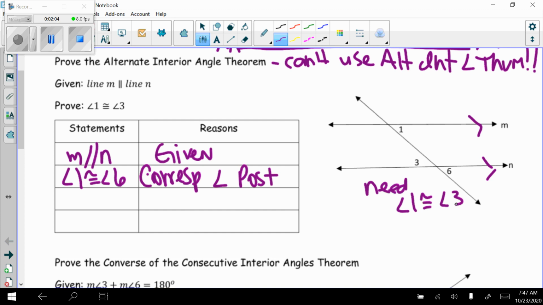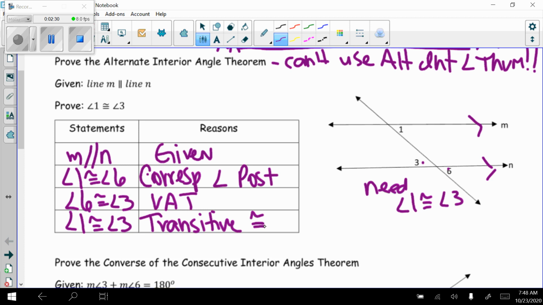So I've got angle 1 in my proof. Now I need to get angle 3 in my proof. But what do I notice? 3 and 6 are vertical. So I can say angle 6 is congruent to angle 3 by the vertical angle theorem. And now I've created a chain: 1 to 6, 6 to 3. So now I can say angle 1 is congruent to angle 3 by the transitive property of congruence. We just proved the alternate interior angle theorem. We've proven that alternate interior angles are congruent without using that theorem.